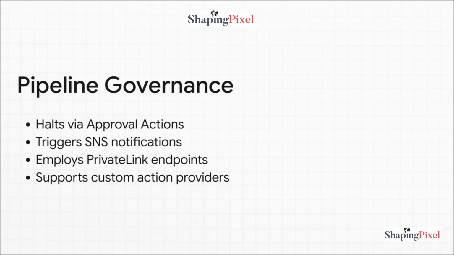But beyond just moving code around, CodePipeline actually acts as a massive governance checkpoint. It's not just some automated fire hose. You can inject manual approval actions, say pinging a manager's phone via SNS to halt a deployment until they review the code. Plus, for those strict enterprise environments, CodePipeline employs AWS PrivateLink. That ensures your pipeline's traffic can communicate securely with your VPC resources without ever touching the public internet.